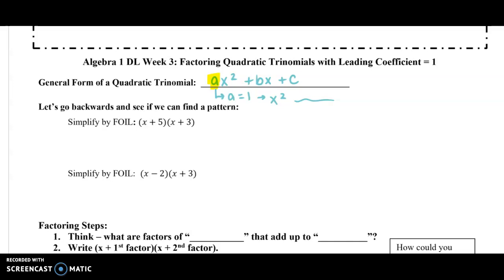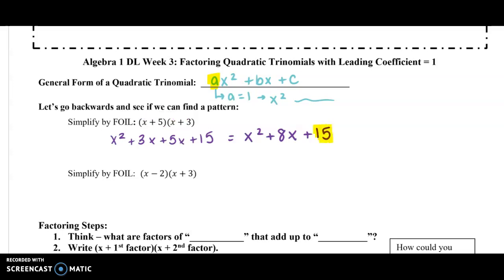Okay? So let's go backwards and see if we can find a pattern. So simplify by foiling. We've done this before, so we're going to go ahead and do the first: x squared. First, outer, plus 3x. Inner, plus 5x. Last, plus 15. So we simplify that, and that's x squared plus 8x plus 15. So let's look at that for a second. I'm just going to erase these lines so we can see a little better.